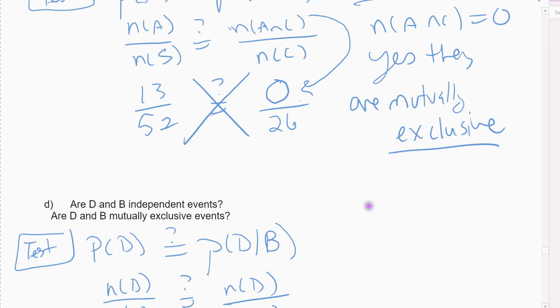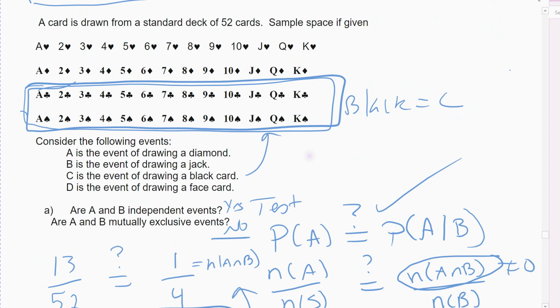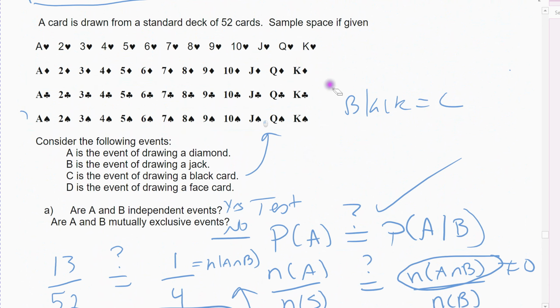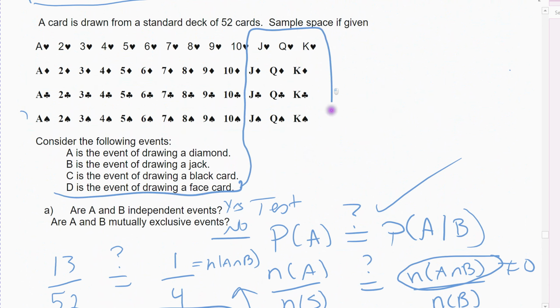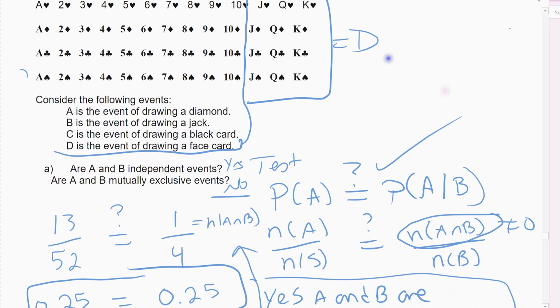I don't remember what D is, so I'm going to have to go look. So D is the event of drawing a face card. D are my face cards. So that's event D. There are 12. Those are the 12 face cards, jacks, queens, and kings.